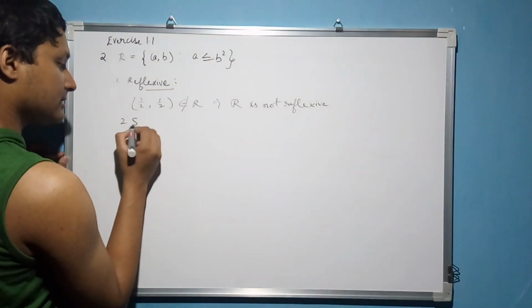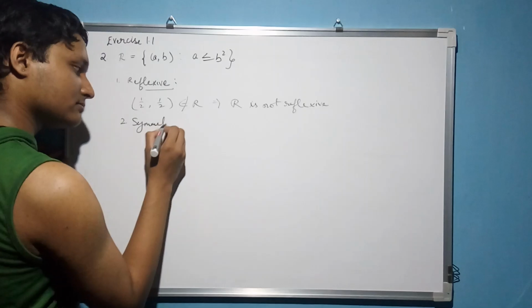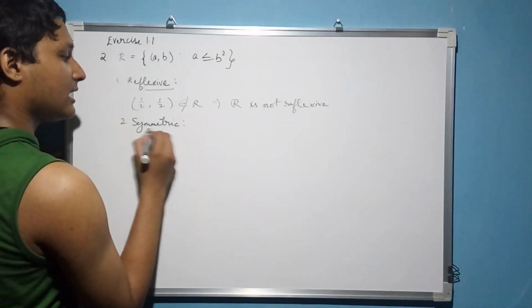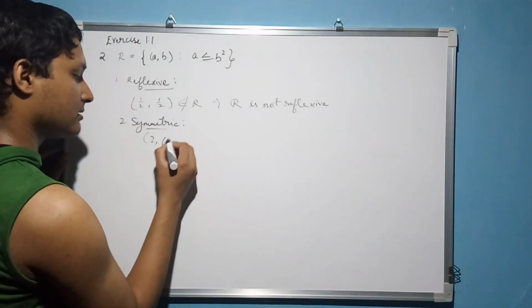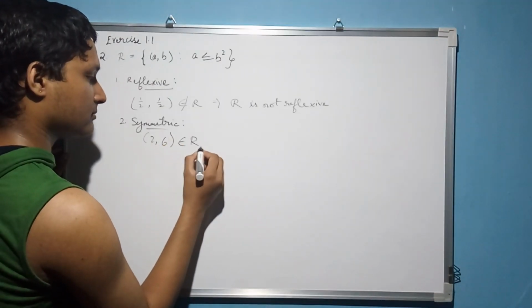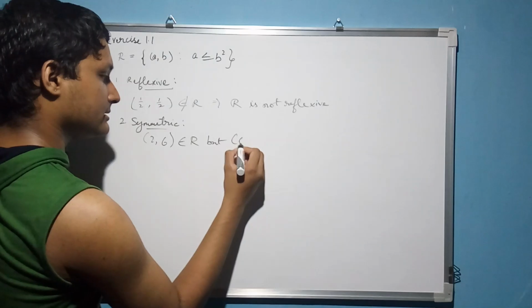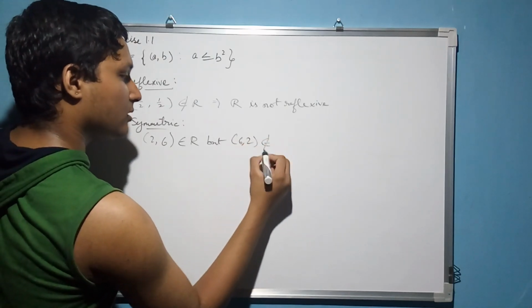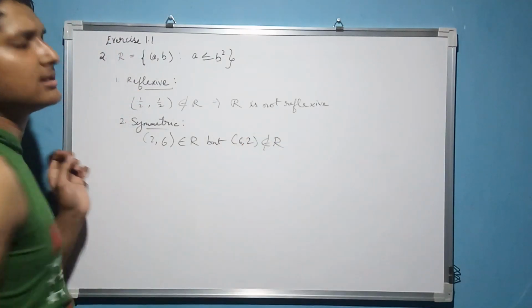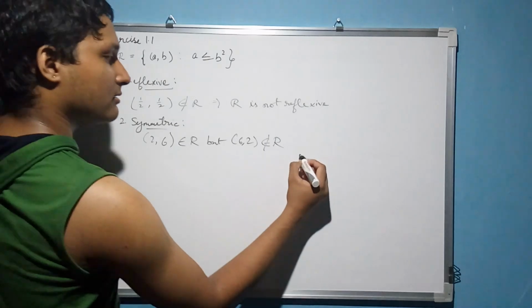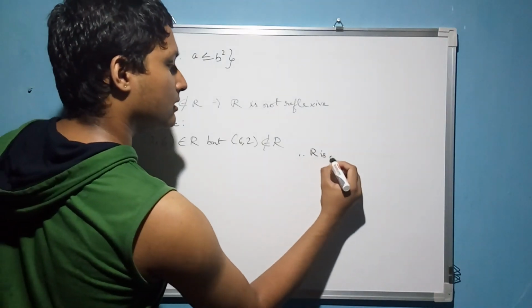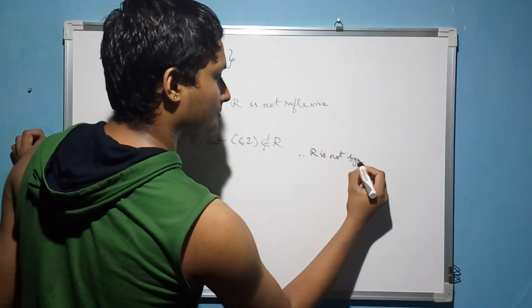The second one is symmetric. We need to just give an example. Say (2, 6) belongs to R, but (6, 2) doesn't belong to R. This is one of the cases. You need to just give one example to show that it is not symmetric. Therefore, R is not symmetric.